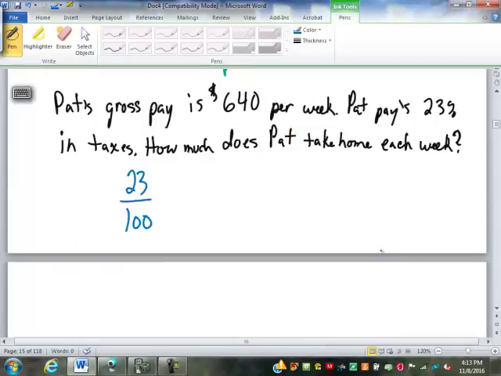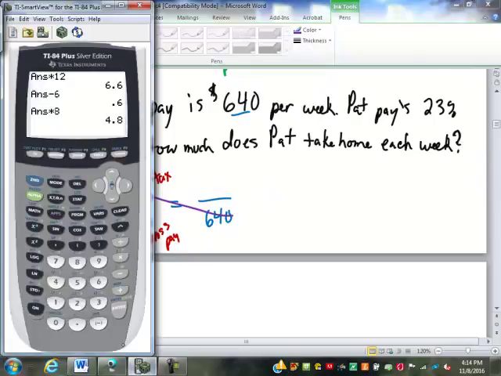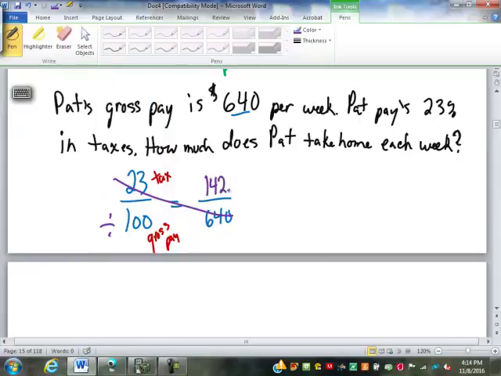So we have the 23%, what goes on the other side? The 640 goes on bottom. Now let's remember here, the 23% represents our taxes. The 100 is the gross pay. The 640 bucks. So that's why the 640 has to go on bottom, because it does represent the gross pay. If we cross multiply and divide here, 23 times 640 divided by 100, we get $147.20. Is that our answer?